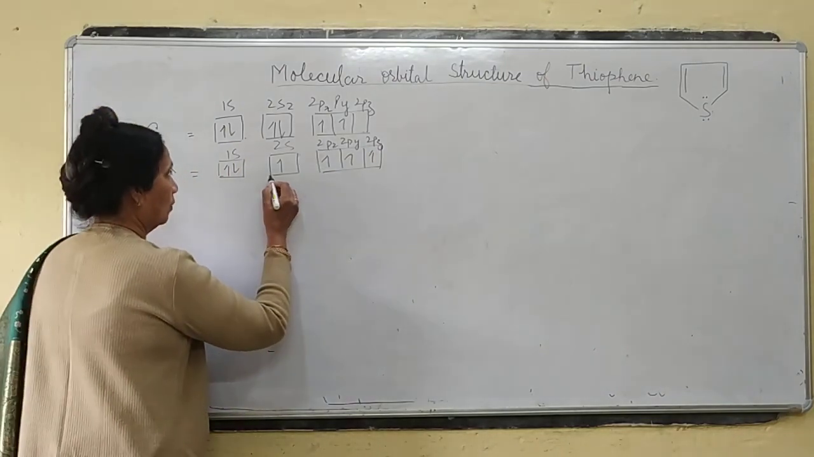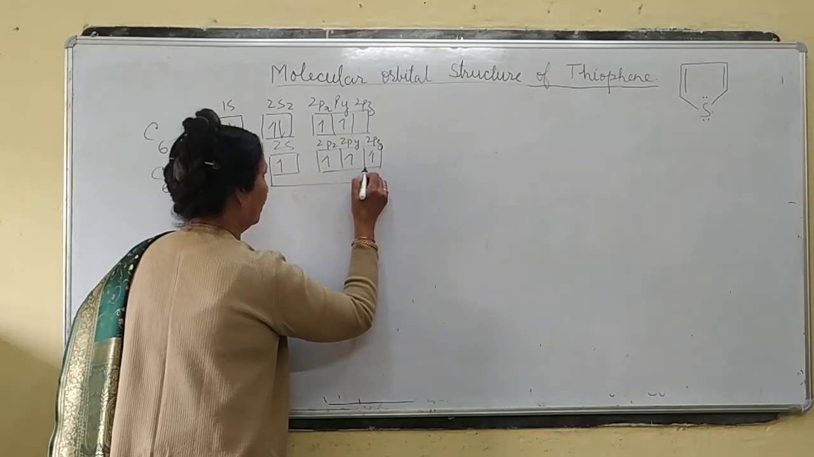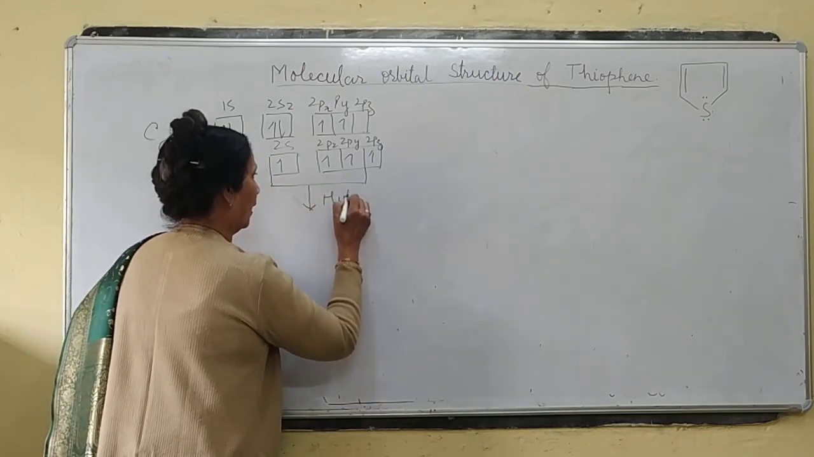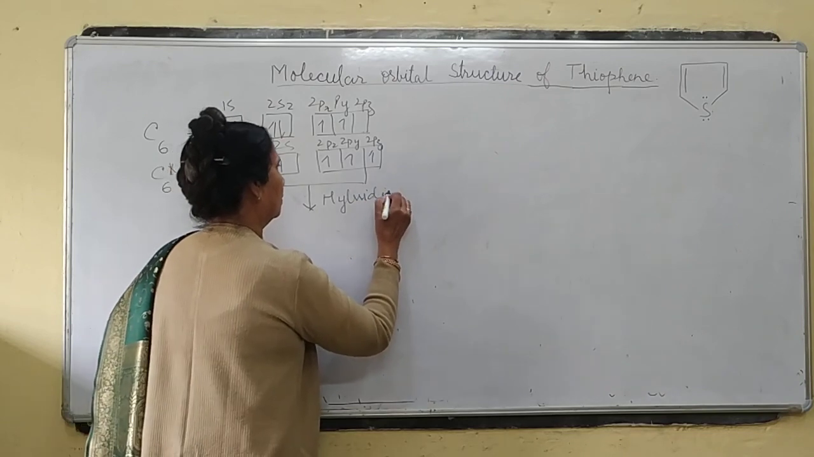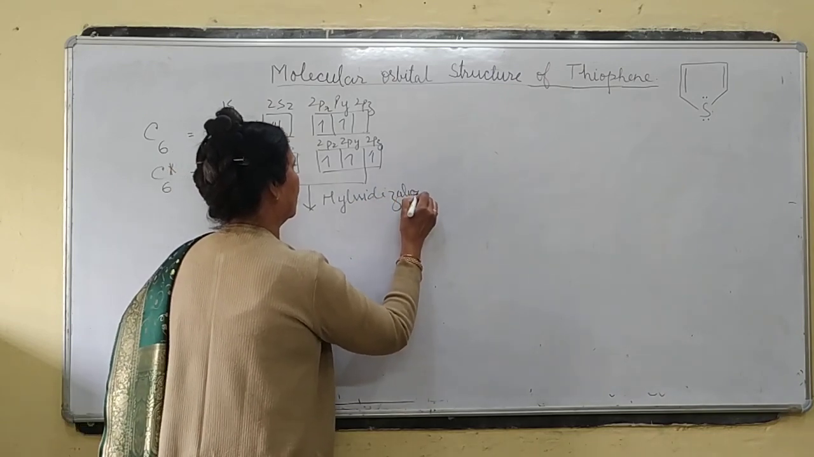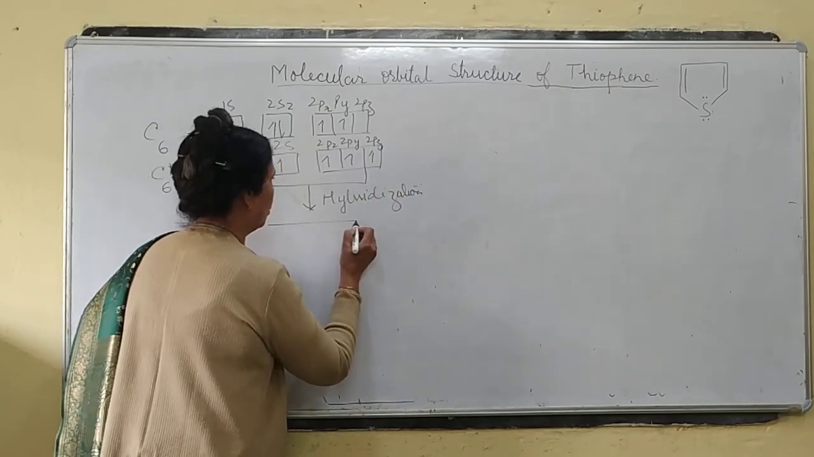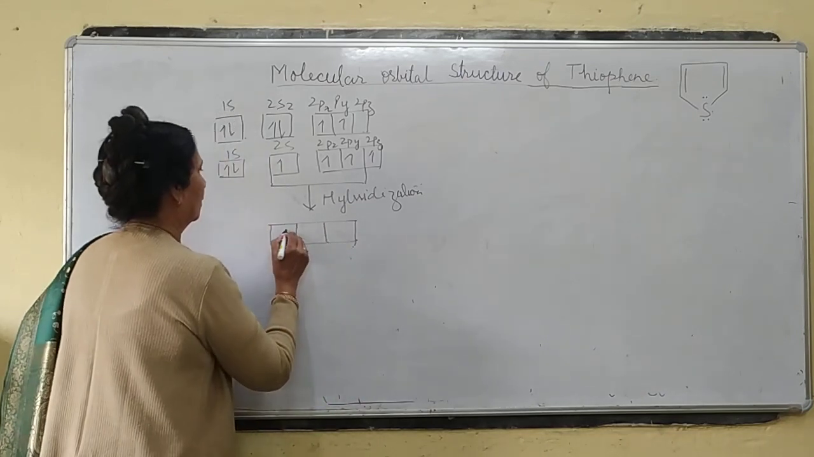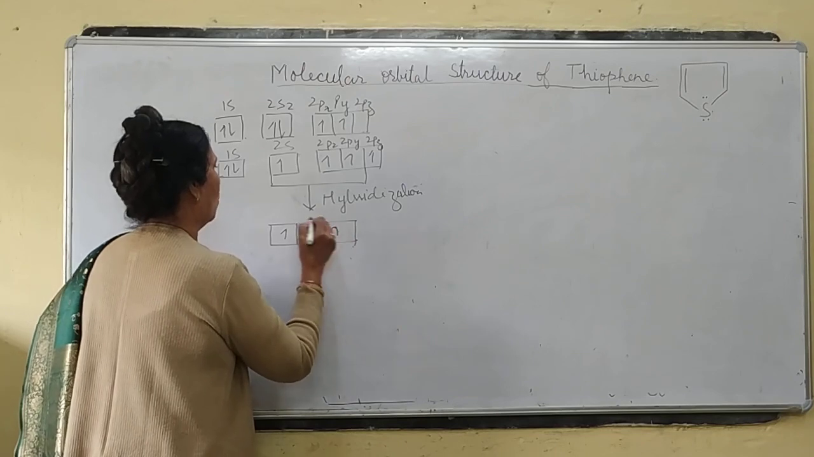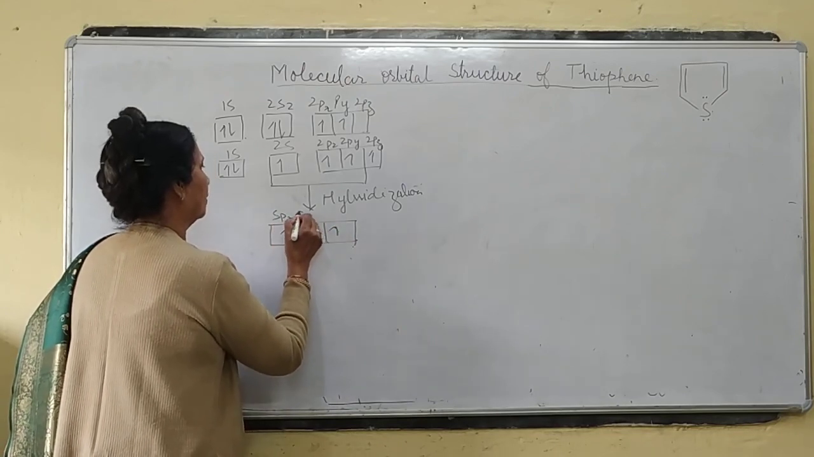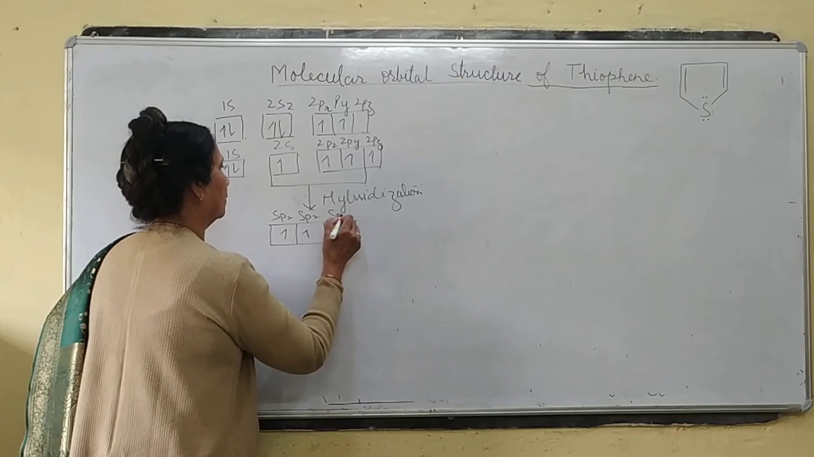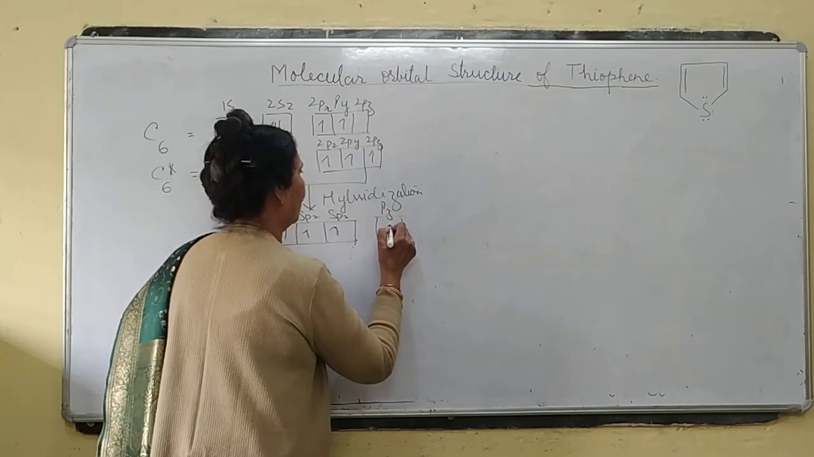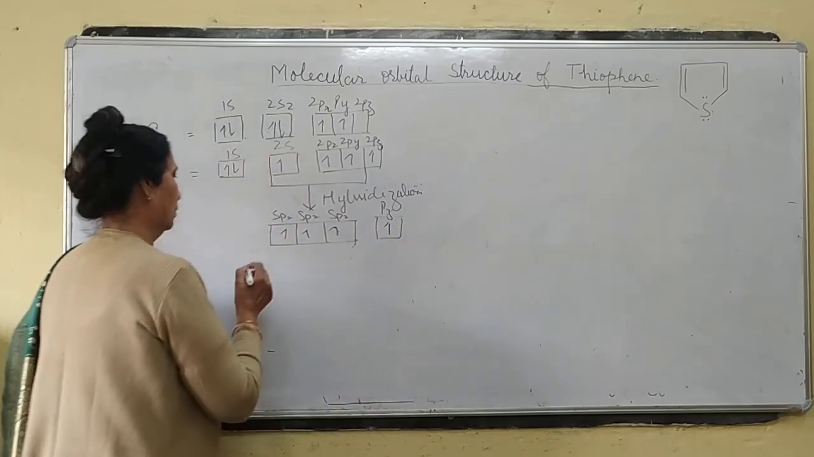Now these 2s and 2p orbitals hybridize and form 3 sp2 hybrid orbitals having 1 electron each, and 1 pz orbital having 1 electron.